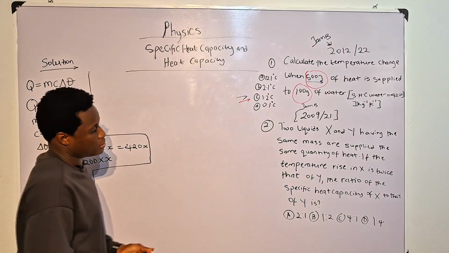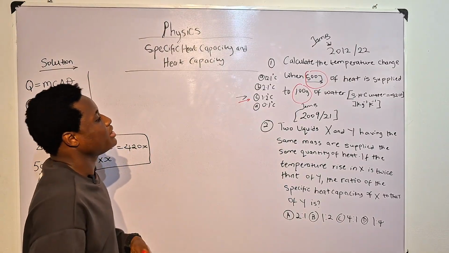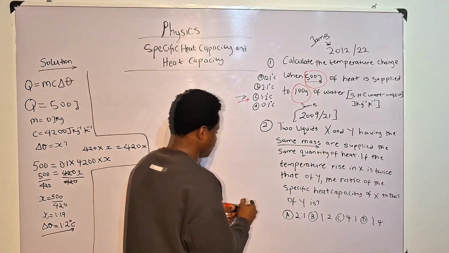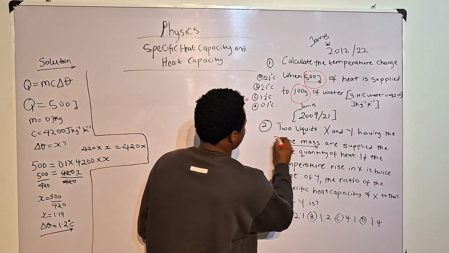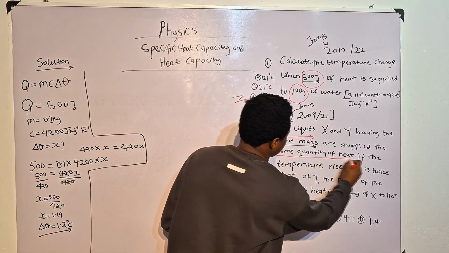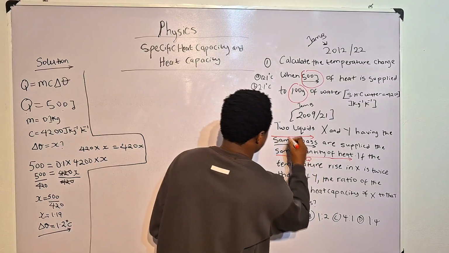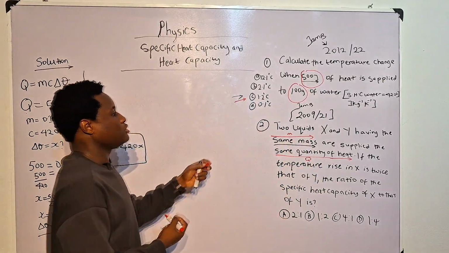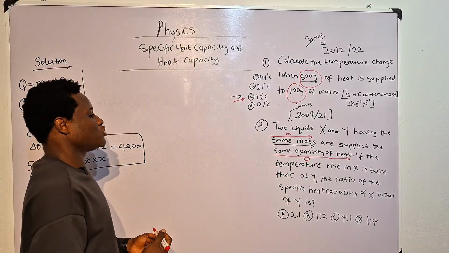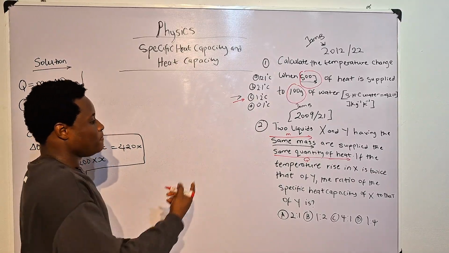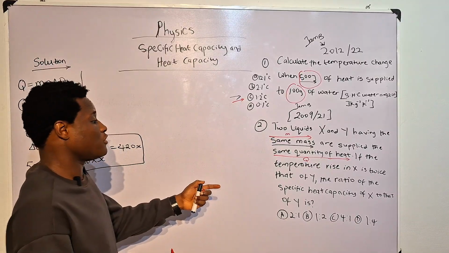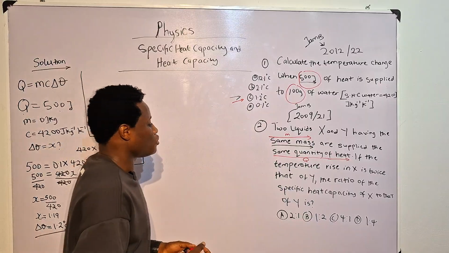Now, for us to solve this question, they said two liquids, X and Y, having the same mass. So we know that their masses are the same and they have the same quantity of heat. The quantity of heat, Q, is the same, and M is the same. If the rise in temperature in X is twice that of Y, the ratio of the specific heat capacity of X to Y is what?